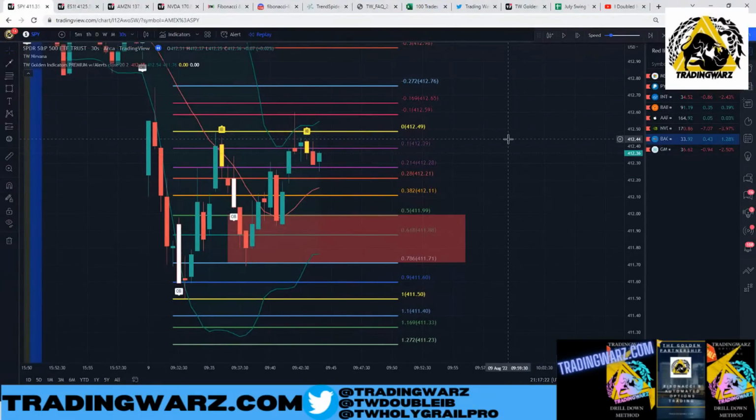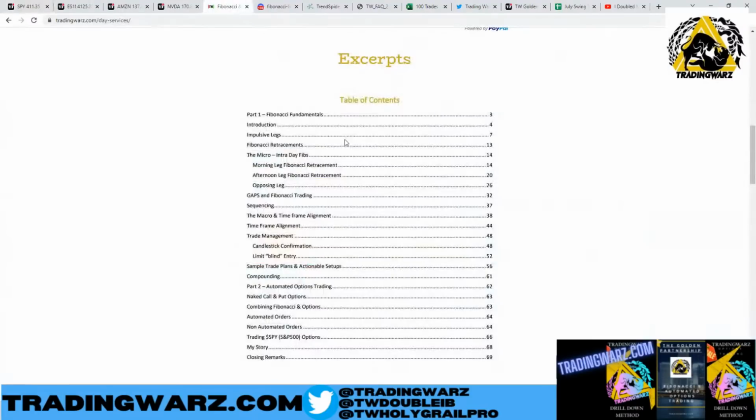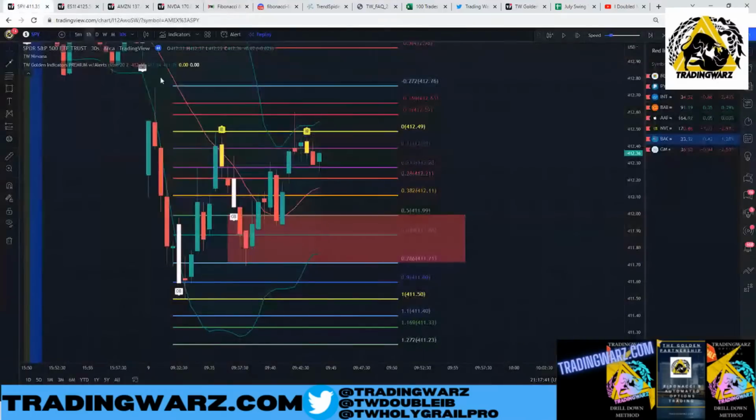So that concept right there covered the morning leg, the candlestick confirmation, as well as the opposing leg. That's the opposing leg. Go back to the book here, opposing leg, page 26. All right, so there we go, guys. That's like part one of the Mastermind Fib right there.